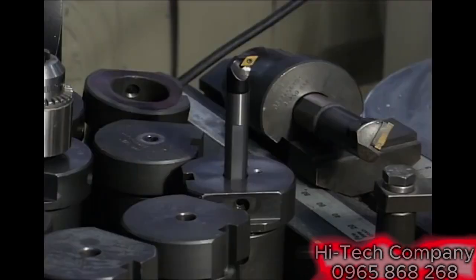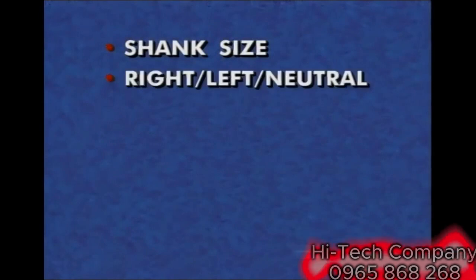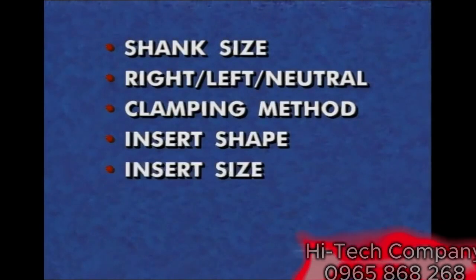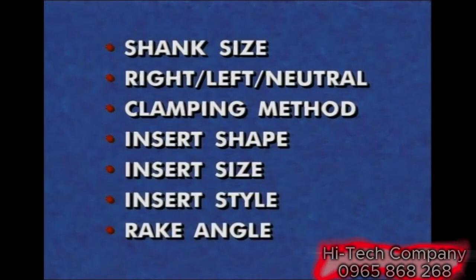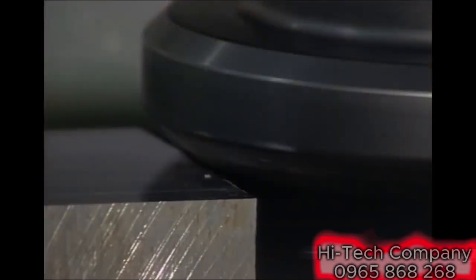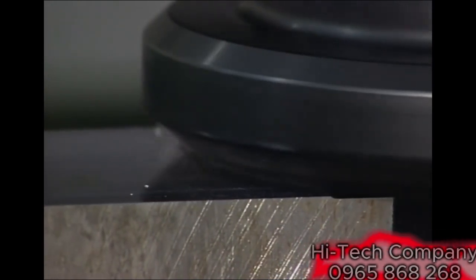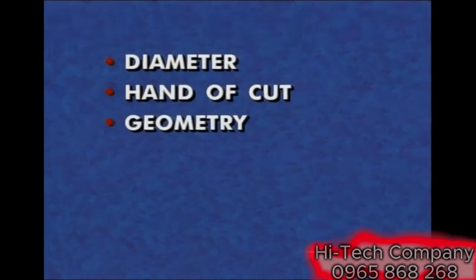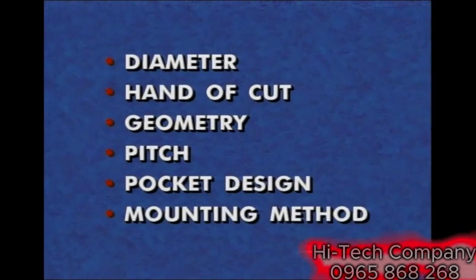Tool holders and boring bars may be designated by their shank size, hand of the tool, method of clamping, insert shape, insert size, insert style, and rake angle. Multi-point tools rotate to cut. Face milling cutters are a type of multi-point tool. Face milling cutters vary in diameter, hand of cut, geometry, pitch, insert pocket design, and mounting method.